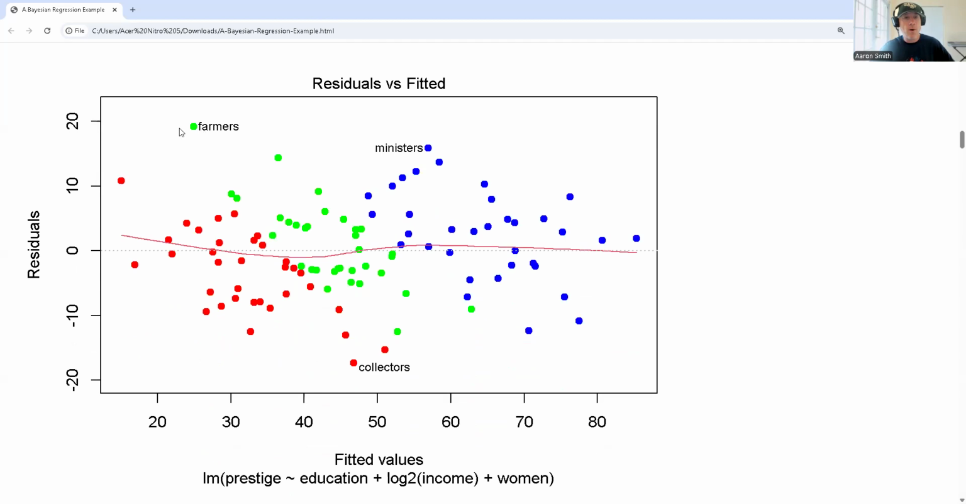All right, so here I can go through and see what's going on. We see that farmers and ministers and collectors, for their predicted values and their observed values, don't really correspond as much as we would expect. And you can see that definitely there's a trend going with the fitted values and the colors that we see, and that's to be expected.